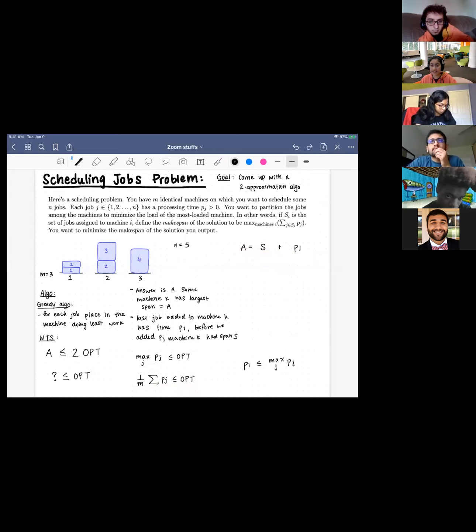What about S? So S is the span, the lowest span of any machine before you add job I. So we have this connection between opt and the average span of everything. So what do the lowest and the average have in common? Or not have in common? How do they relate to each other via inequalities?